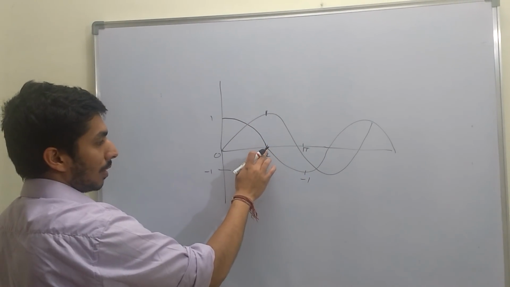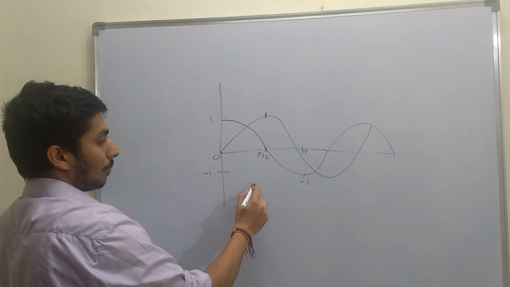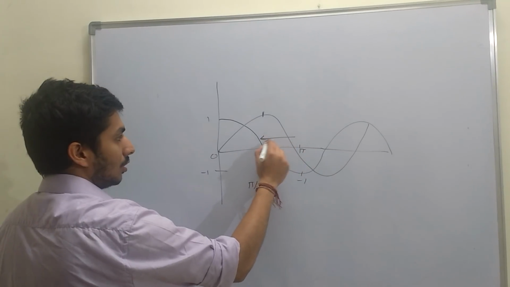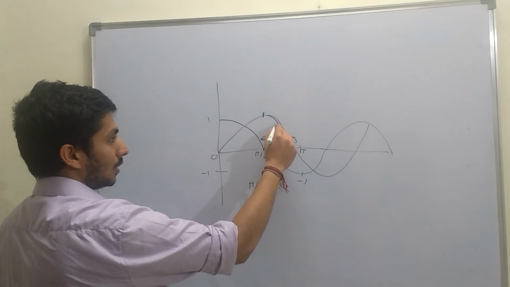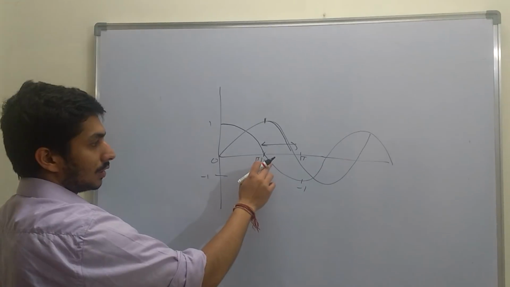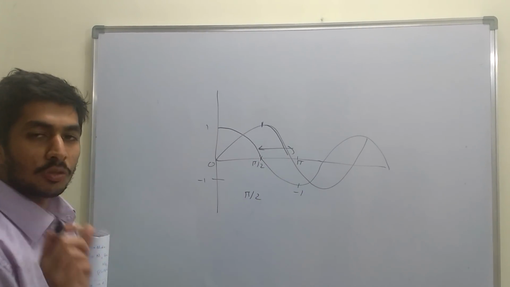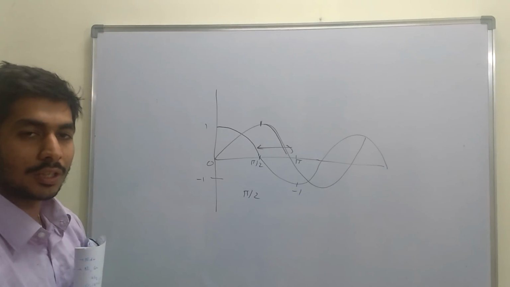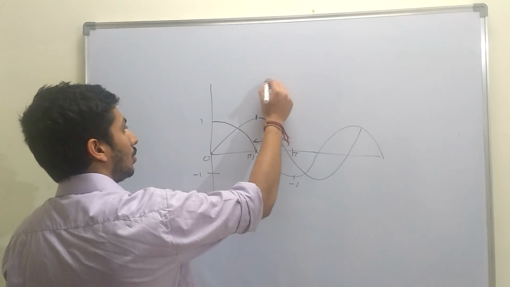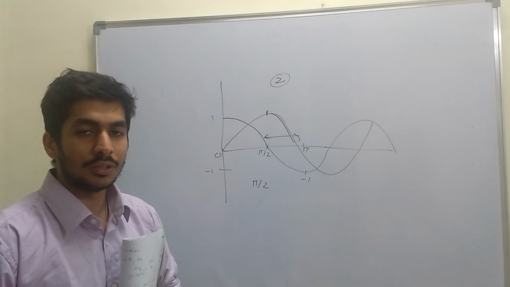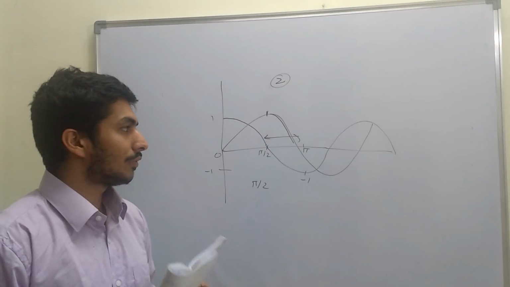From pi by 2 to pi, if you see this range, the sine graph is also decreasing. The sine value is decreasing, and the cos value from pi by 2 to pi is also decreasing. So from the range pi by 2 to pi, both are decreasing, and that's why the correct answer is option number 2. That is, from pi by 2 to pi, both sine and cos functions are decreasing, right? So this was the first question for 2 marks.